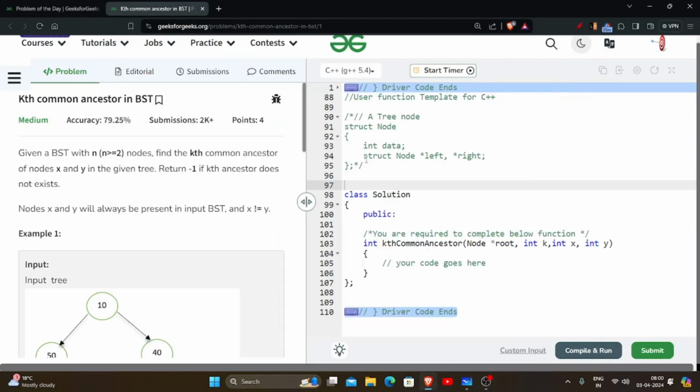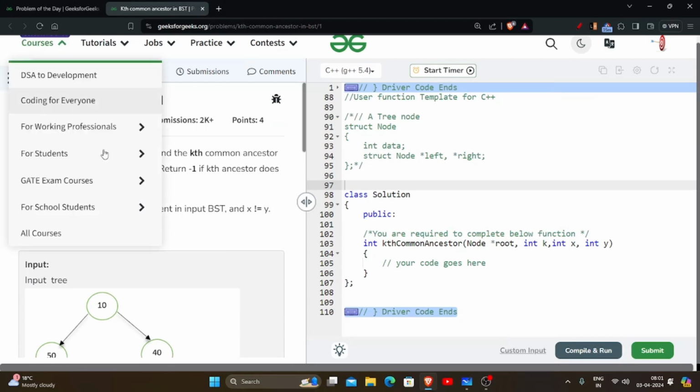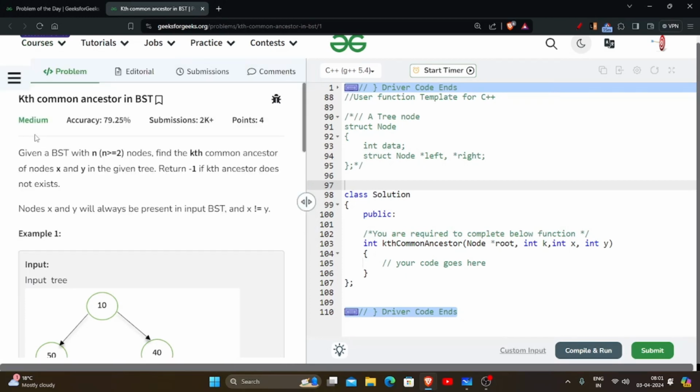So today we are yet with another problem, and that is kth common ancestor in a binary search tree. So the problem statement says that we are given a binary search tree with n greater than or equal to 2. That means we have at least two nodes, and we need to find the kth common ancestor of nodes x and y in the given tree. And if the kth ancestor does not exist, we need to return -1.